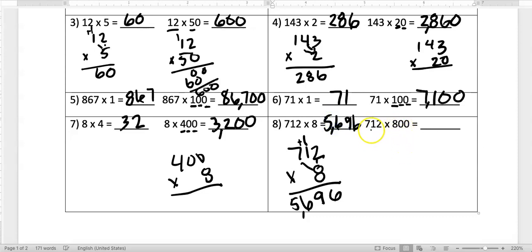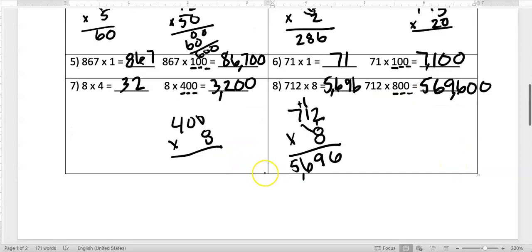Coming on over, I still see this 712 times 8. So I'm simply going to write, and this is going to be a bigger number, 5,696. And what do I add at the end? Those 2 zeros. Don't forget your comma. It's going to be in a different place. So it's no longer going to be 5,696. I'm going to go ahead and count 3 in. 1, 2, 3. Add my comma. We now have 569,600 as our answer.